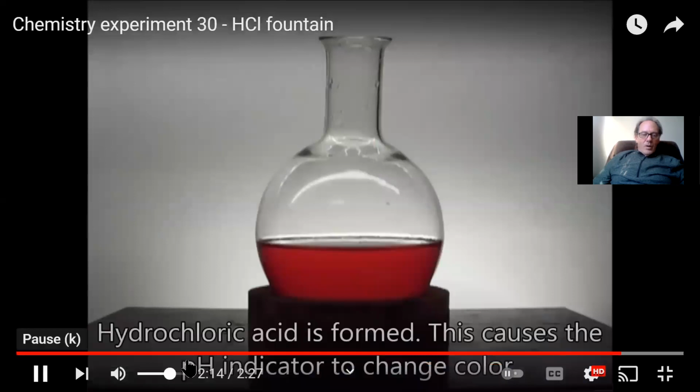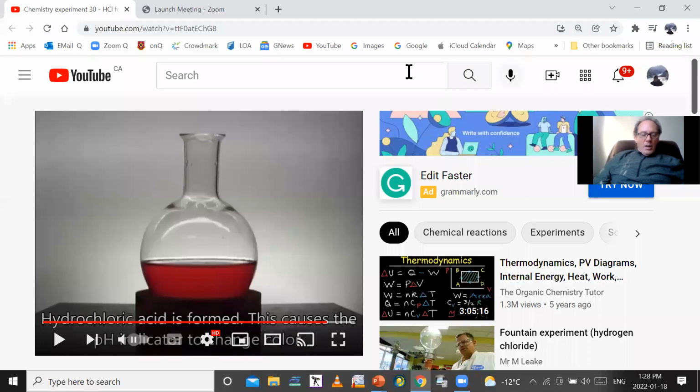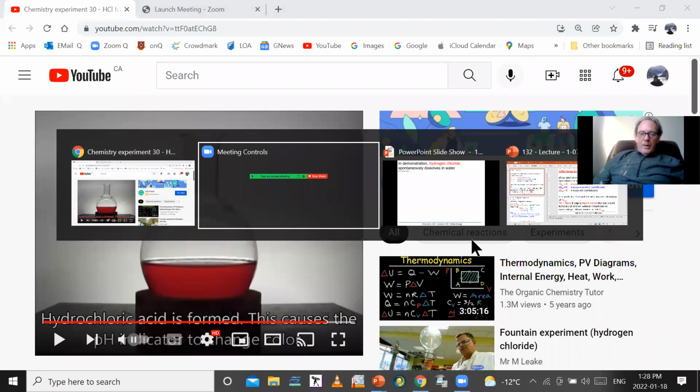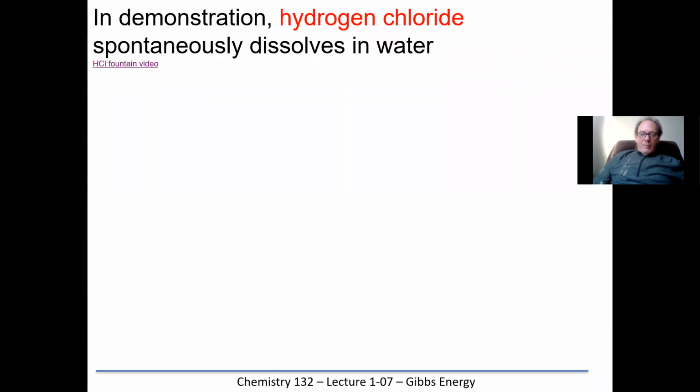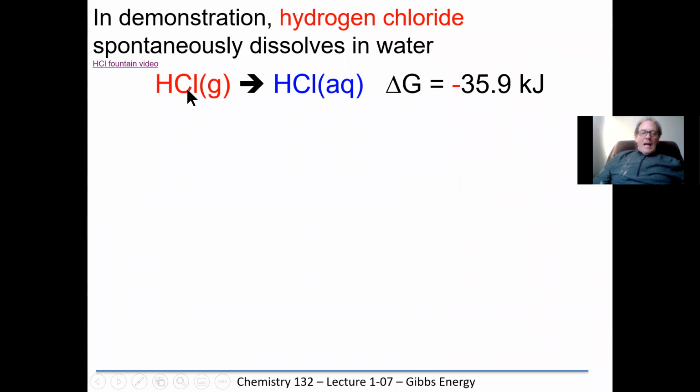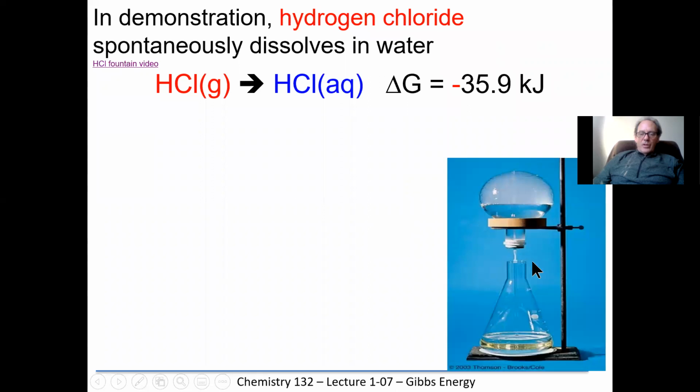All right, so let's go back to our lesson now, our PowerPoint. You can see what that reaction looks like, the useful work. When we actually look at the chemical reaction here, the hydrogen chloride gas was dissolving in the water to form hydrogen chloride aqueous. The Gibbs energy is a negative quantity, which is why it was spontaneous. Once it started, it just happened on its own. It's minus 35.9 kilojoules when you do the calculation.